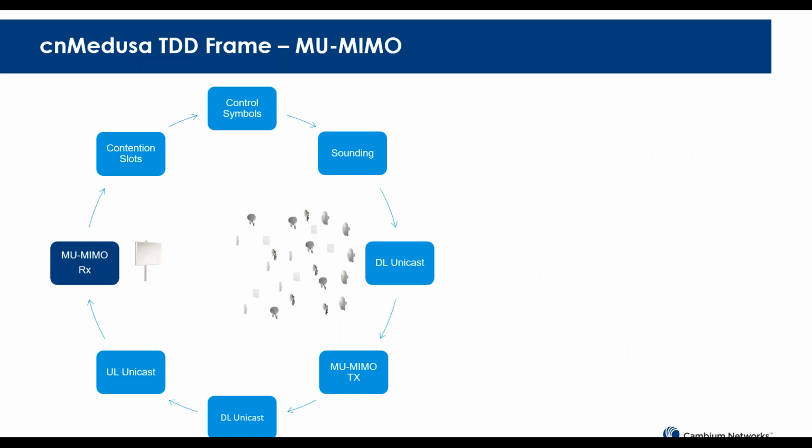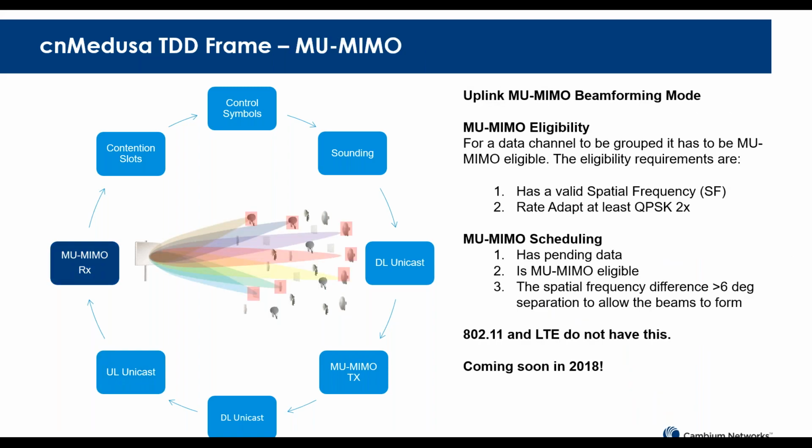The next mode is the MU-MIMO mode in the uplink direction. In this case, the access point is forming multiple beams towards multiple subscribers, and these subscribers can transmit at the same time. This mode is similar to the downlink MU-MIMO mode, meaning that it has many of the same challenges and requirements.